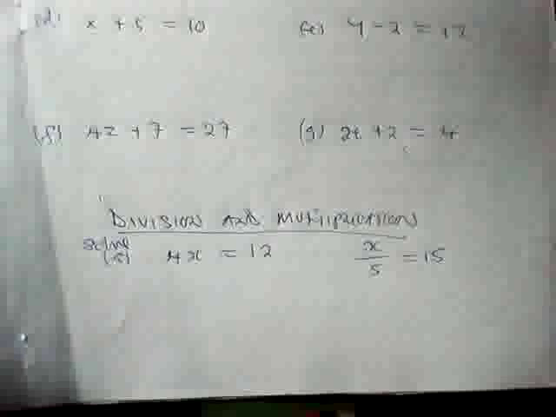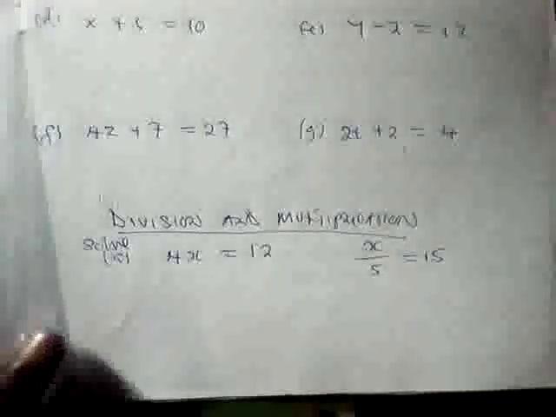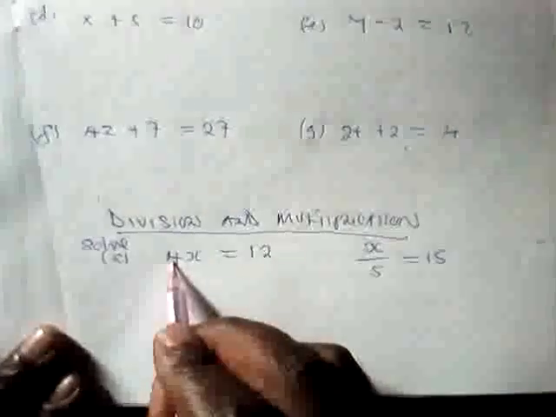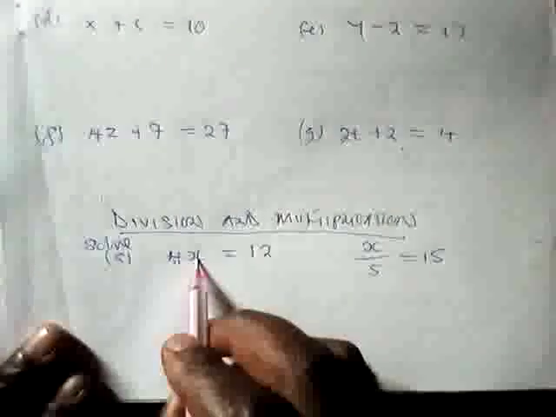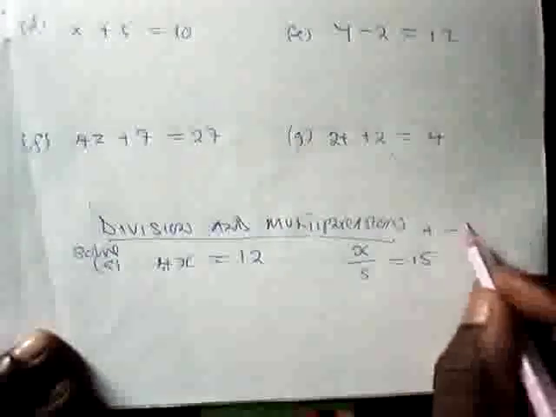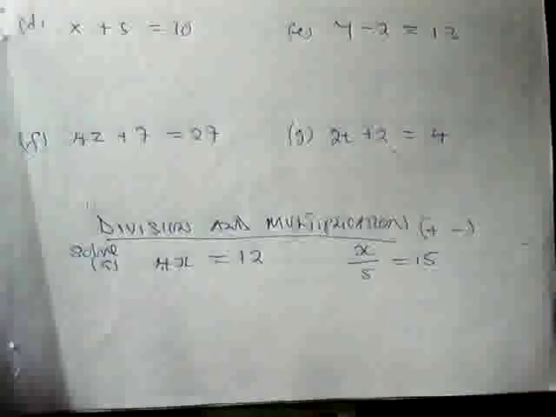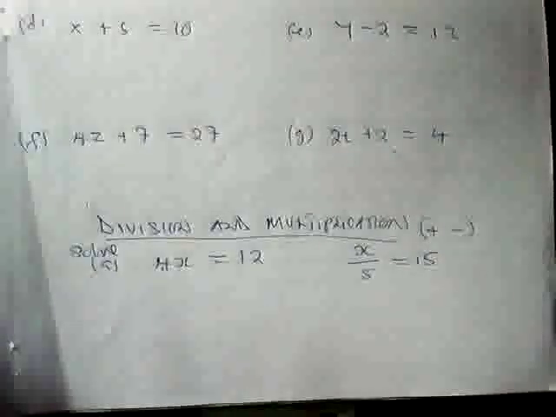So we look at multiplication and division. So how do you know that this is multiplication and this is division? Okay, this is multiplication, this is division. So when you see a number next to a letter, okay, and then there is no plus or minus, meaning that you have to apply the principles for division or multiplication.